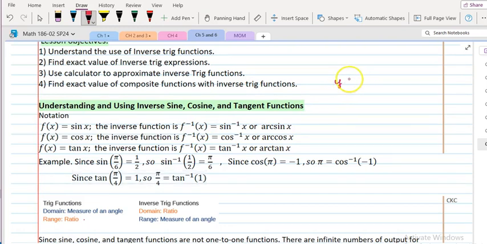So for example, I have a function that is y equal to x squared. What is the inverse? The inverse would be a function that gets rid of the square. So the inverse would be y equal to square root x.